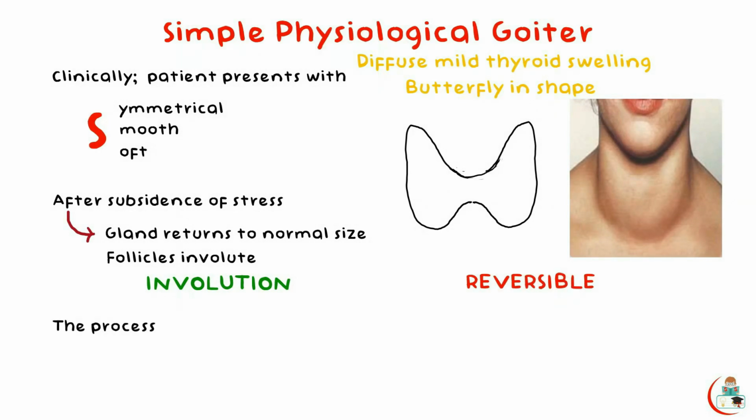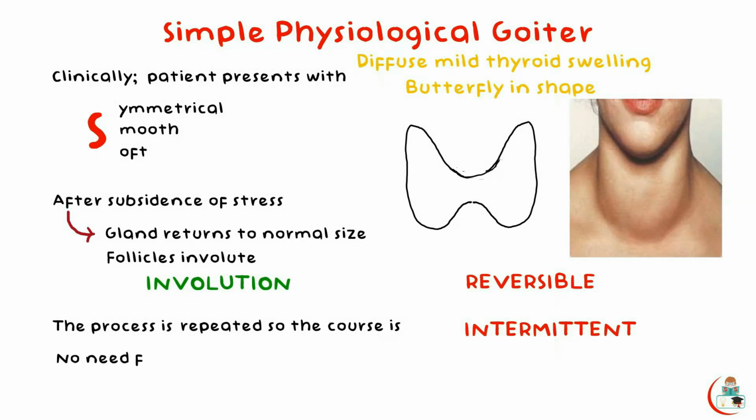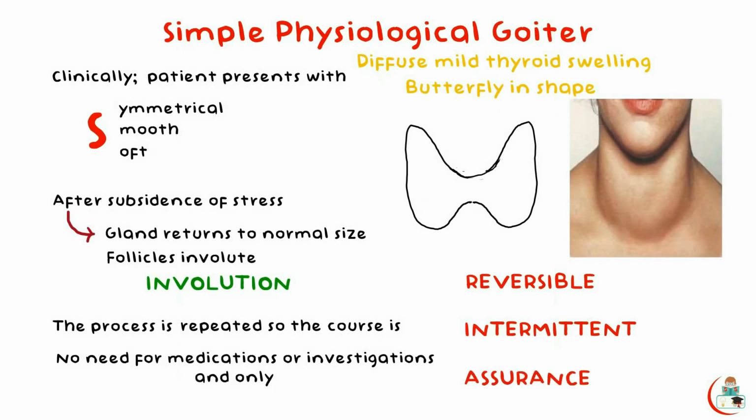The period of stresses are repeated, so the course of the condition is typically intermittent. Being a physiological condition, there is neither need for medications nor for investigations, and only assurance of the patient is the only required measure. Now let us shift to the simple colloid goiter.